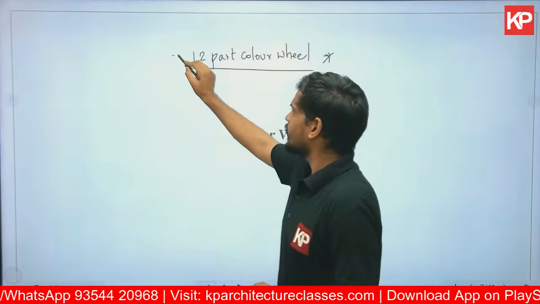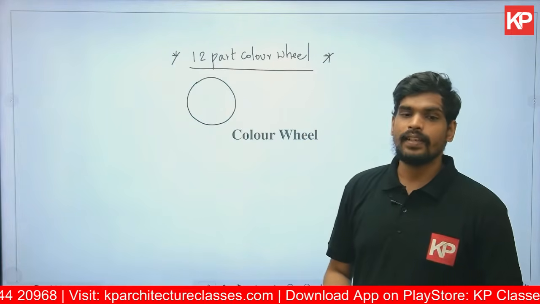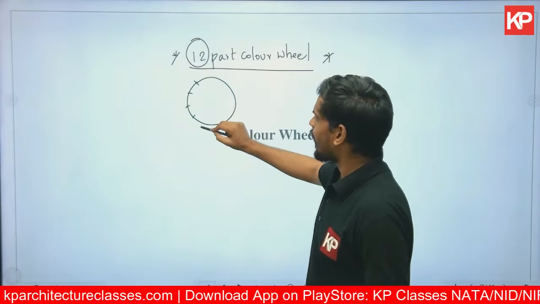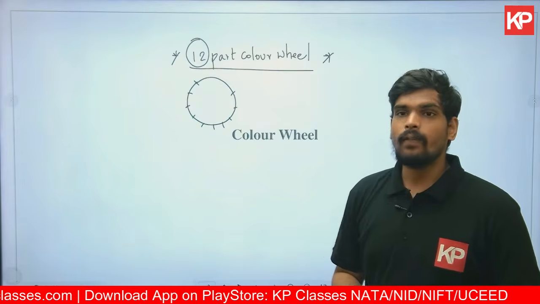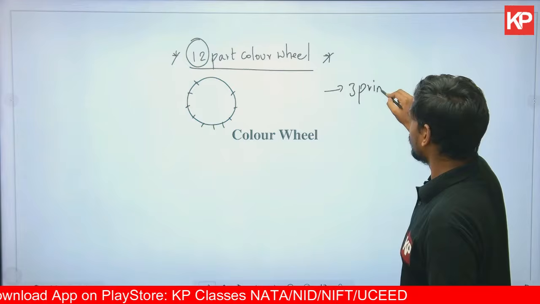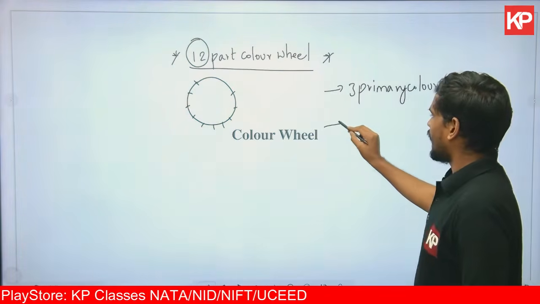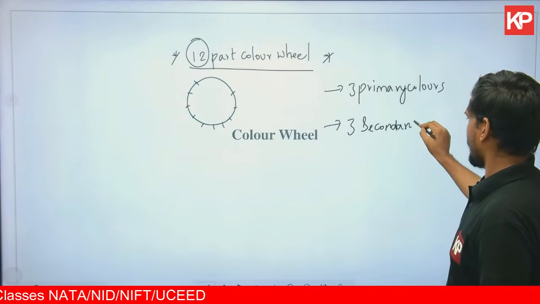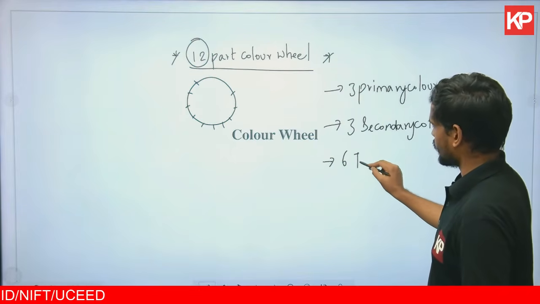A 12-part color wheel is basically a circular wheel which is representing various colors. How many colors? 12 colors, because it has 12 parts on it. So there are 12 colors represented on it. Of all these 12 colors, 3 colors are called primary colors, 3 are secondary colors, and the remaining 6 are tertiary colors.